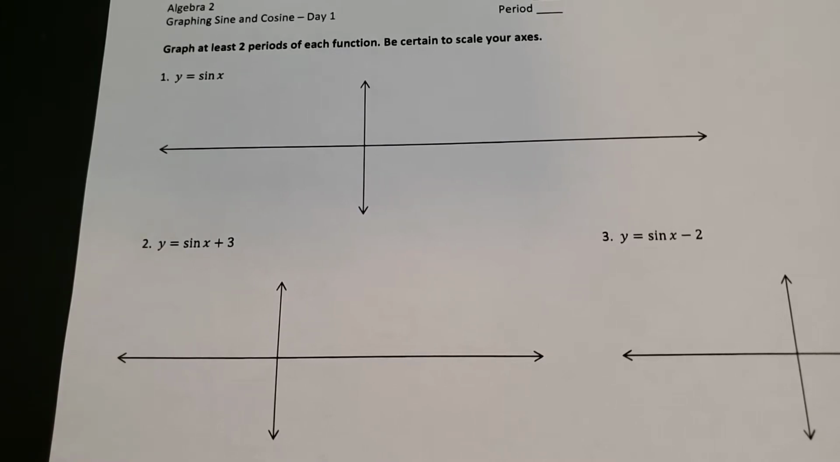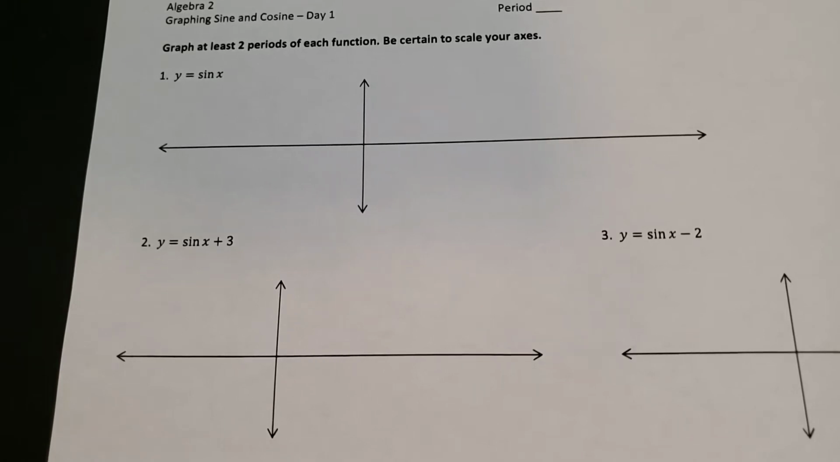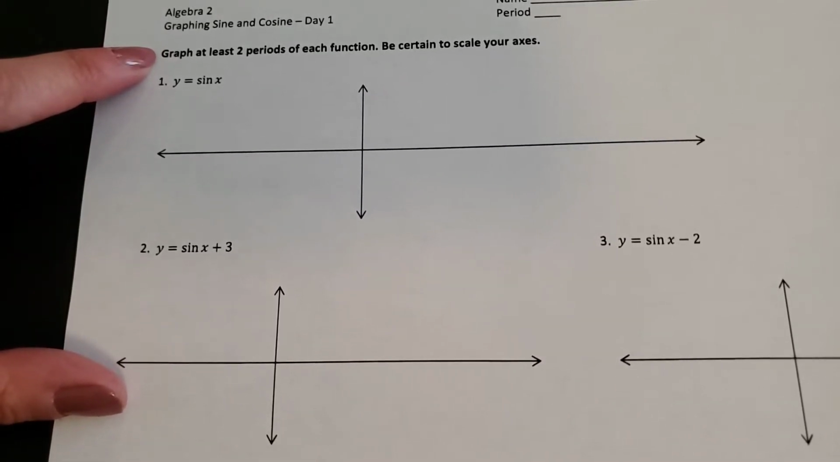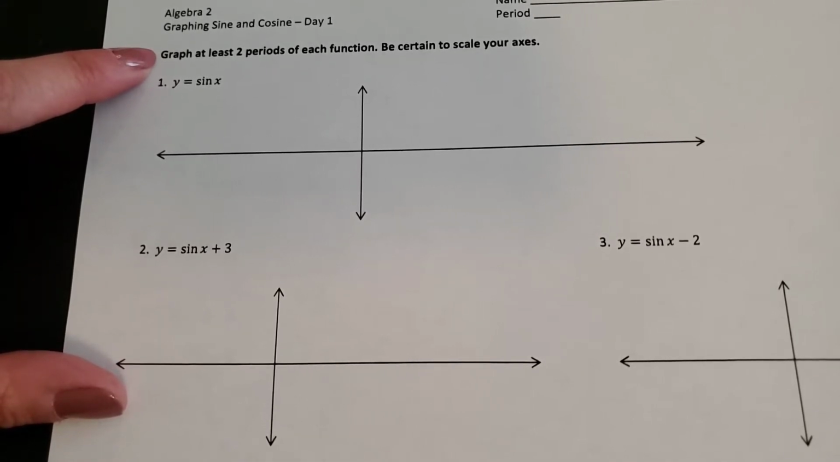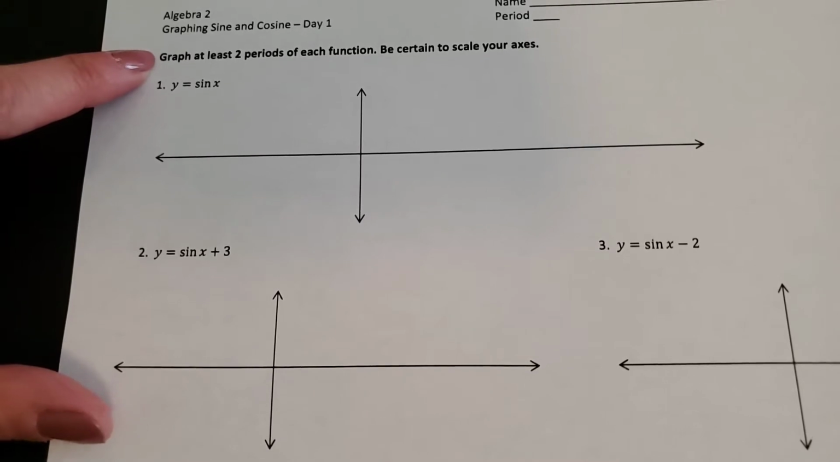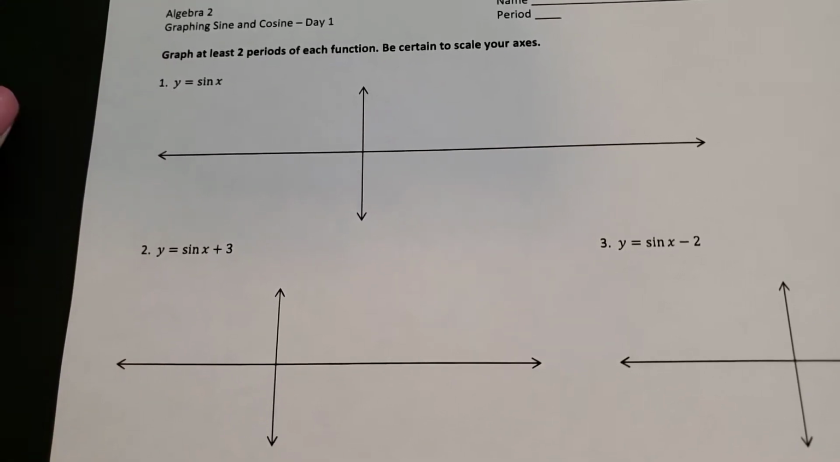or you can grab your notebook and just write down the equations. Do write down the equation next to your graph. That helps me as I look at your work. But what we're going to do is graph at least 2 periods of each function, or 2 cycles of each function. And we want to make sure that we're scaling our axes correctly.